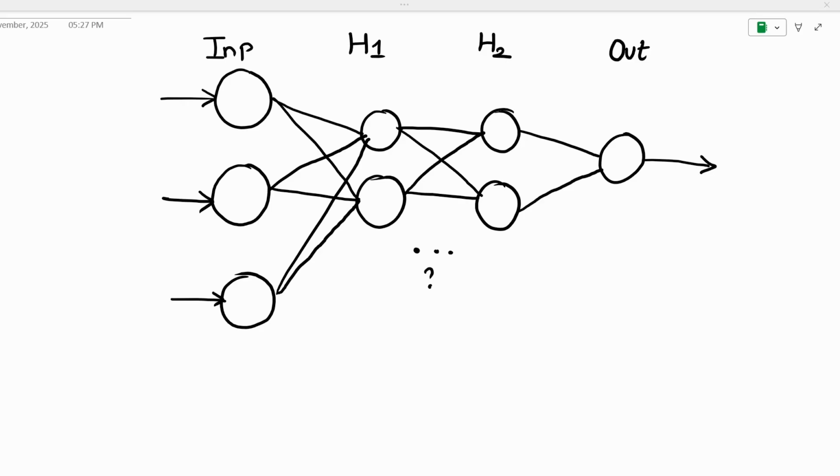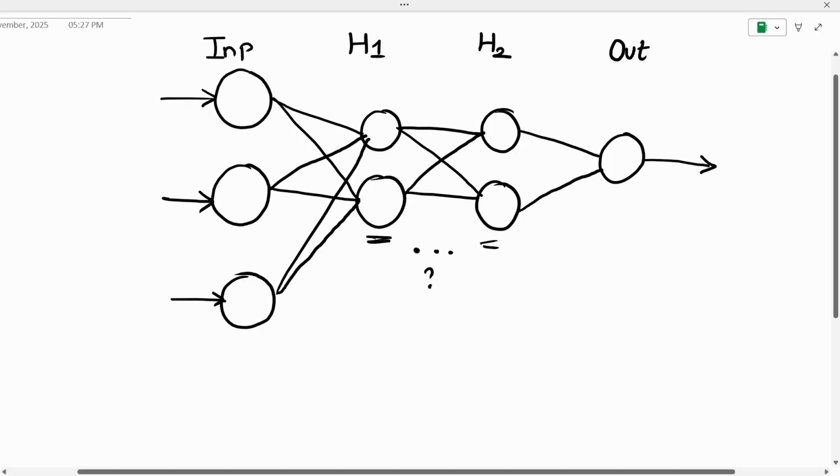So here's a question that haunted researchers for almost 20 years. You have a neural network. It works. Two layers, cool. Three layers, also works. It learns, it improves, and everyone's happy.